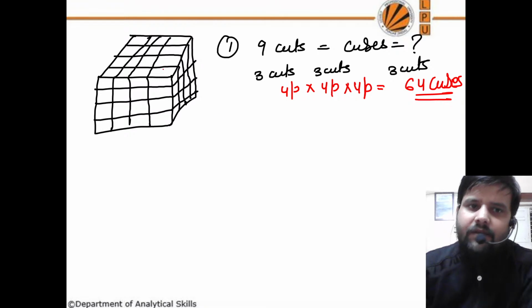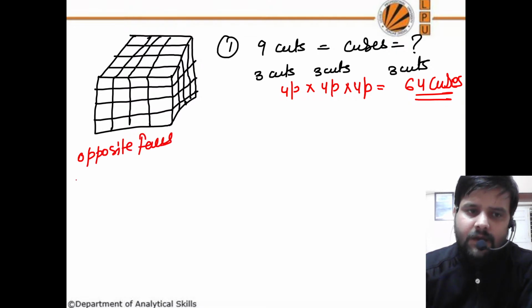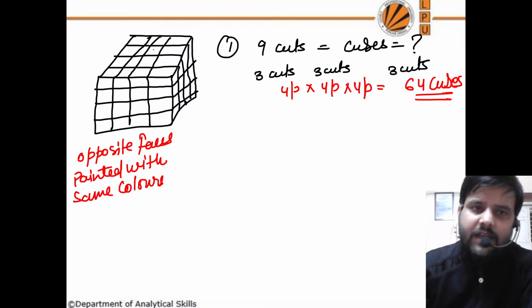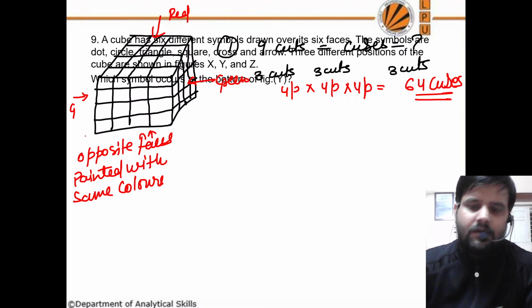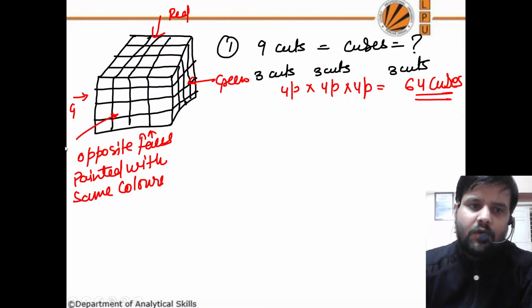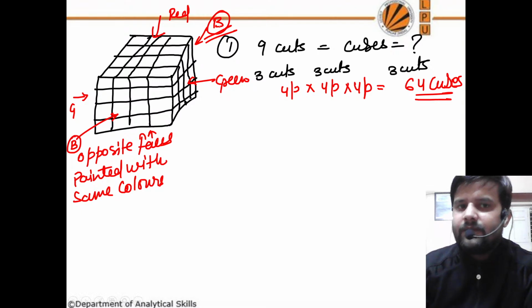Now they will tell you that you have painted opposite faces with the same color. That means that if you are painting this with red, so opposite of this will also be red. If you are painting this with green, so opposite of this will also be green. Now if you are painting this part with blue, so opposite of this will also be blue. That's what they mean.